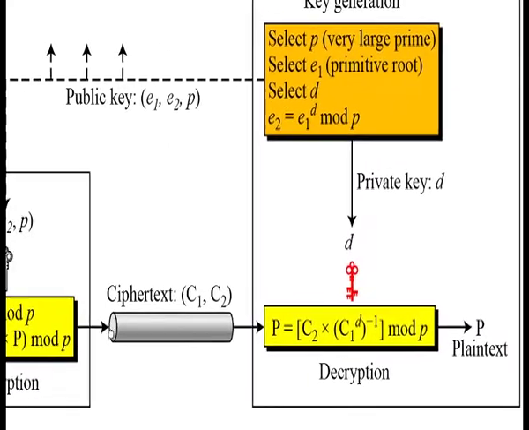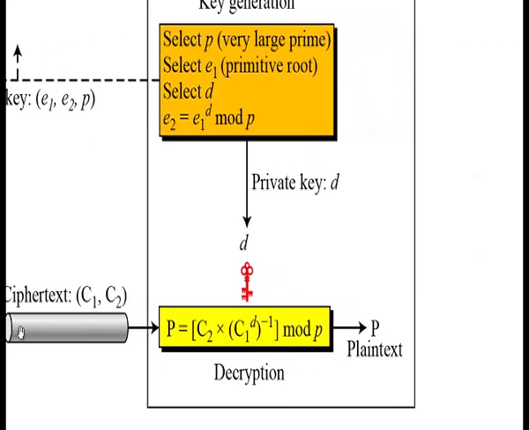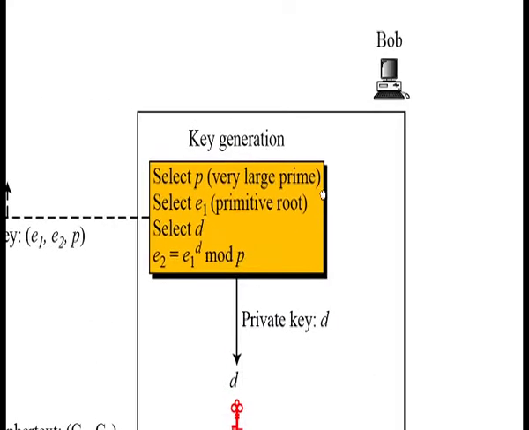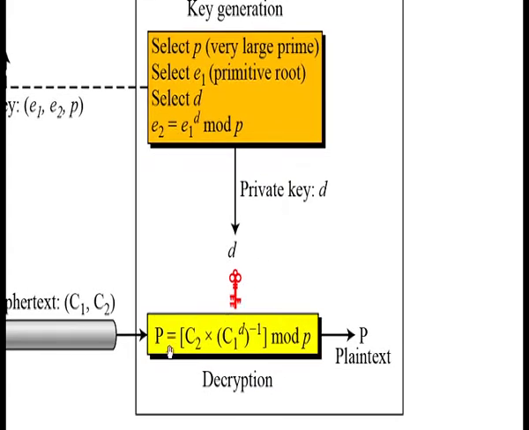Now this C1 and C2 are transmitted over the channel and reach Bob's system. In Bob's system it goes through the decryption process, where he has the private key. Decryption is done only with the private key. He has already received C1 and C2, and now he decrypts the information with the help of the private key. For the decryption process, C2 into C1 power D inverse mod P. So now he gets back the original message.